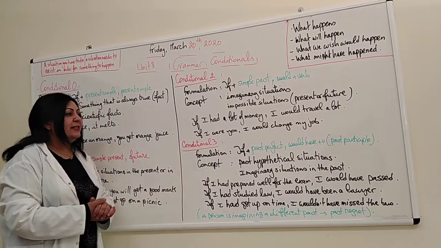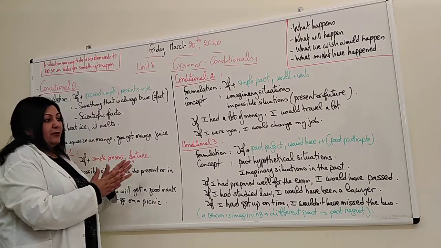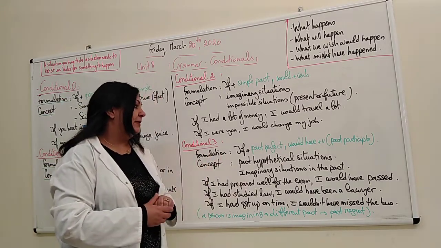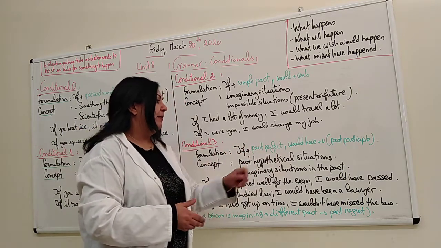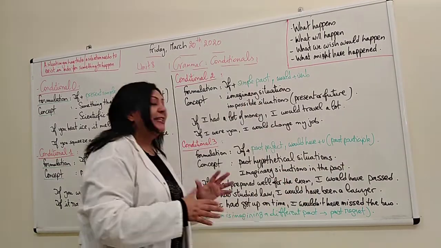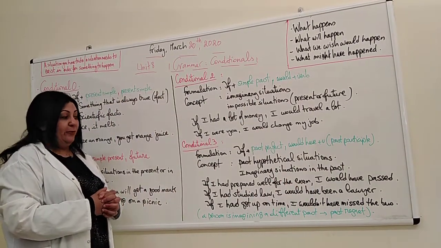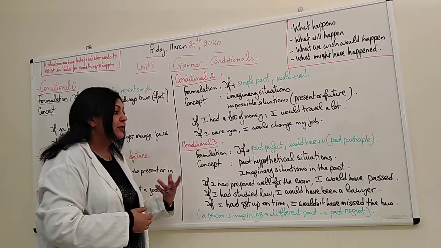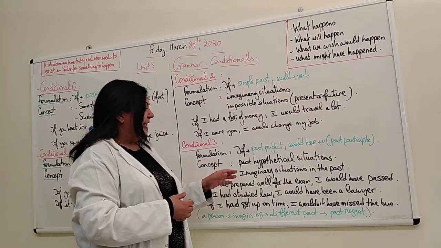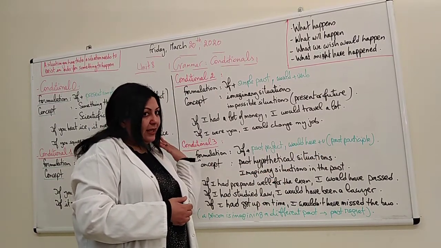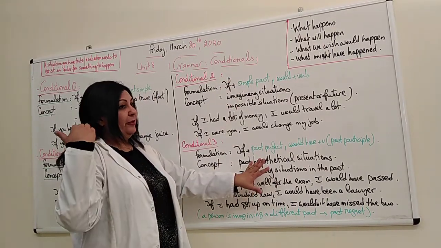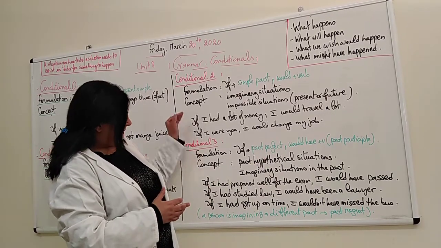Now let's see conditional type 3. Let's start with the structure. It's used with if plus past perfect, would have plus verb in past participle. Now, when do we use conditional type 3? We use it when we want to talk about past hypothetical situations or imaginary situations in the past. Remember, here we are talking about the present, but here we refer to the past. So there is a big difference between the two.